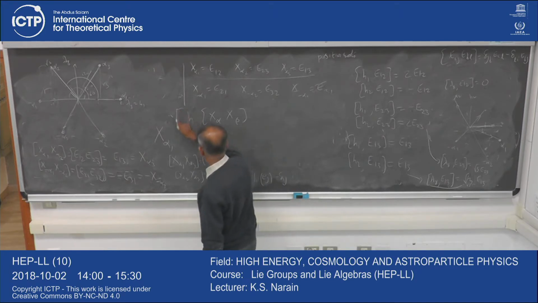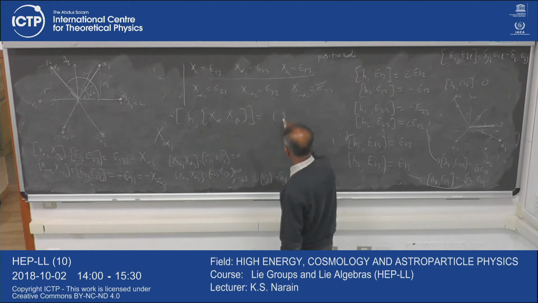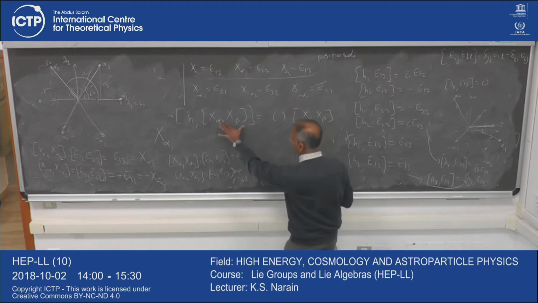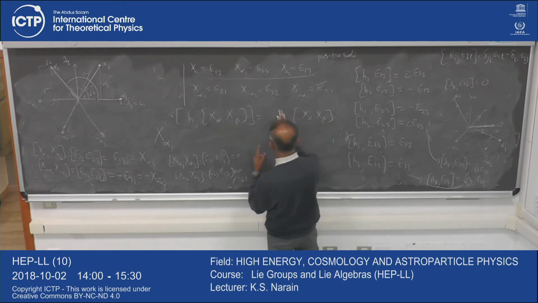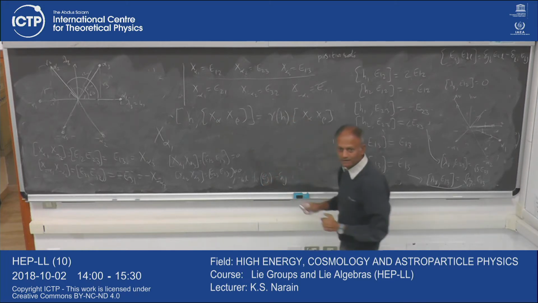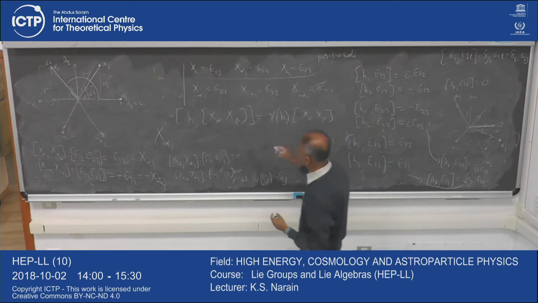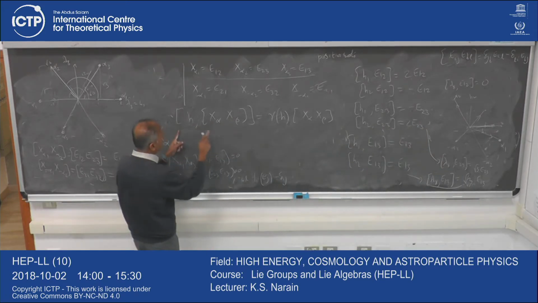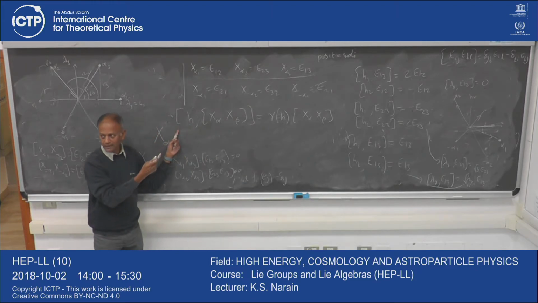To answer that, I ask this question: is h acting on the commutator x alpha, x beta equal to some number times x alpha, x beta? If it is an eigenstate, then it should satisfy that. There will be some number depending on h, some function, let's call it gamma of h. So is it true? Well, we can just use the Jacobi identity. We know the Jacobi identity is satisfied.